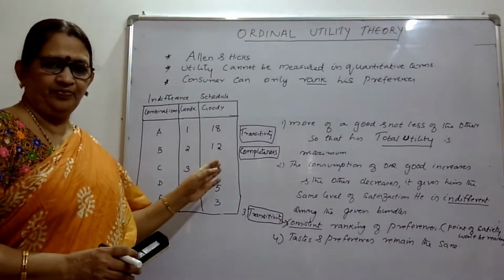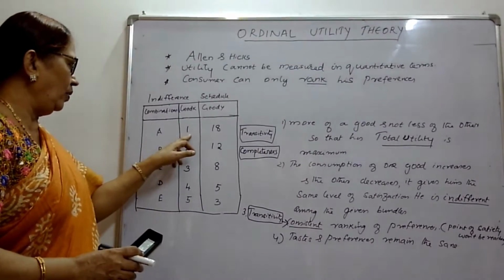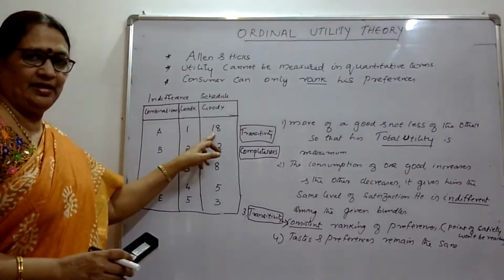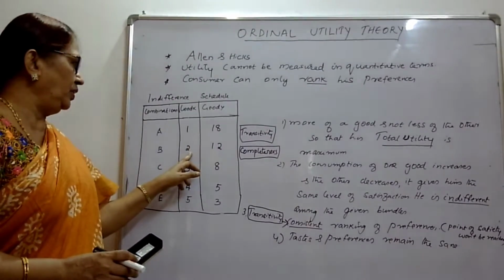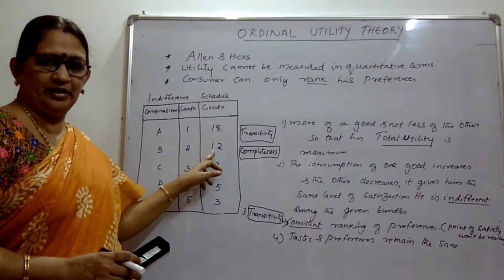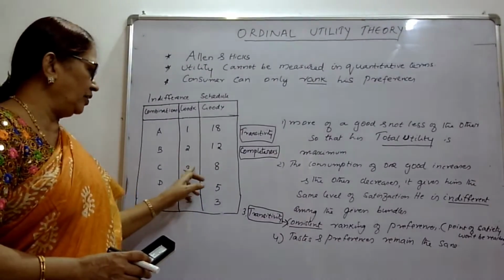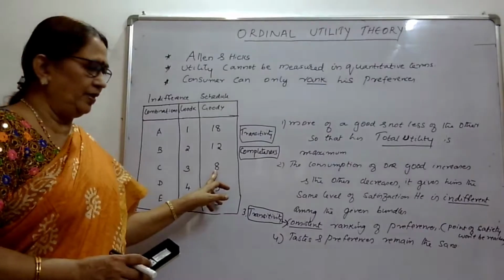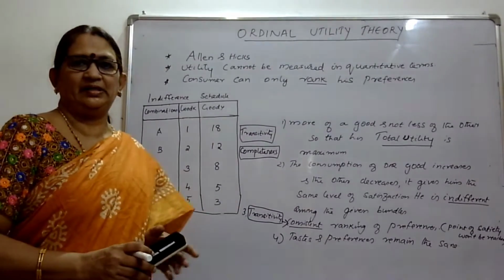X and Y, and 5 combinations are here. Bundle A, 1 unit of good X and 18 units of good Y. Next bundle B, 2 units of good X and 12 units of good Y. Next bundle C, 3 units of good X and 8 units of good Y. Then 4, 5 and 5, 3. These are the combinations given.